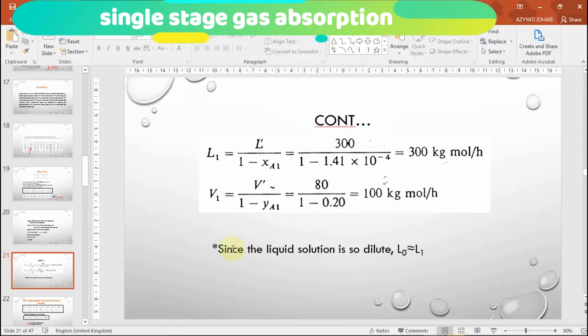So that's it for this case study of single stage gas absorption. They just want you to find the outlet phases for the gas stream, as well as the composition at the outlet phases. So we have finished discussing the case study for the single stage gas absorption column.